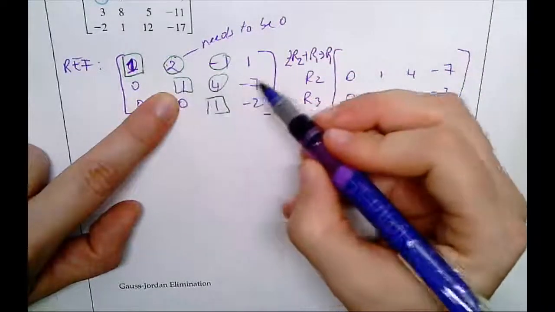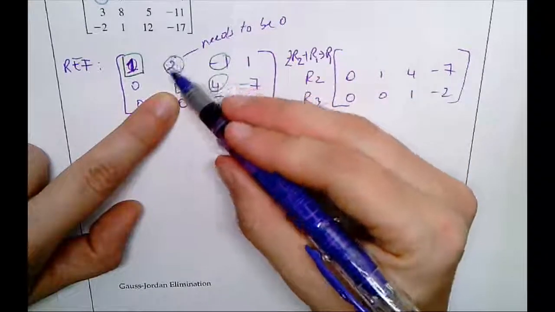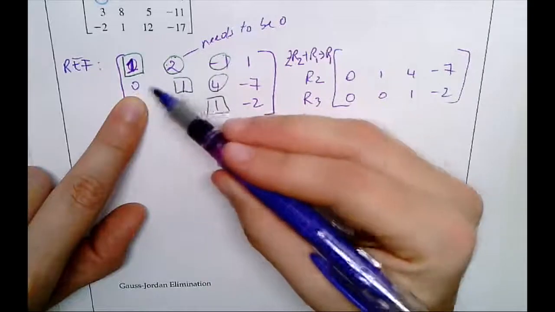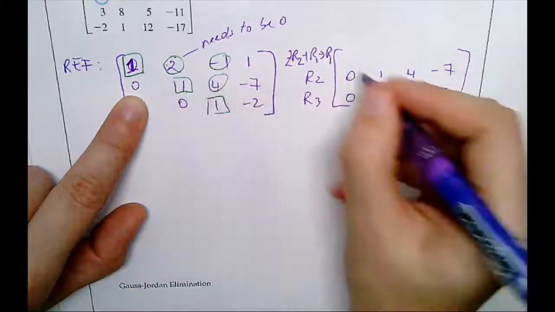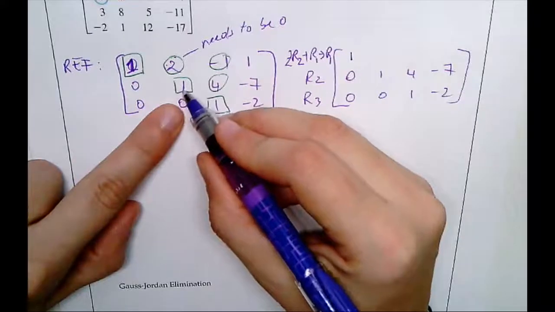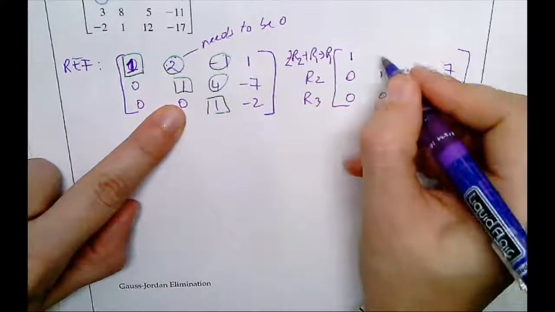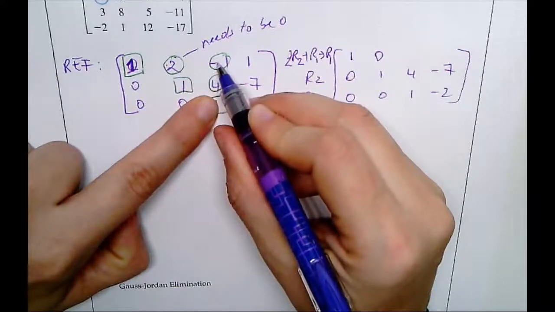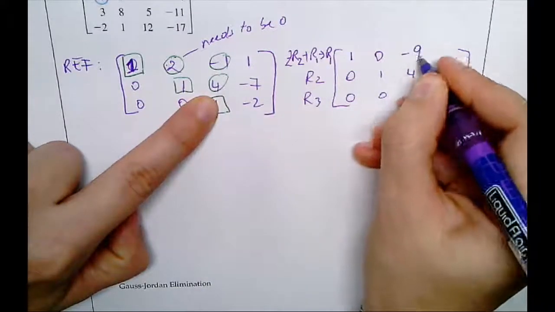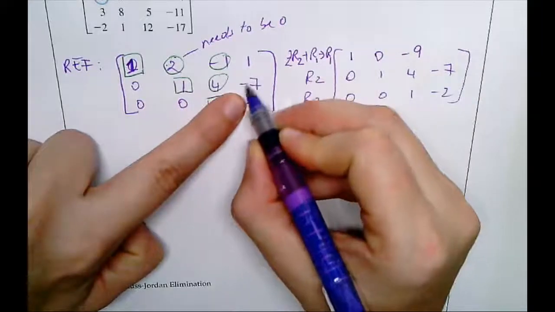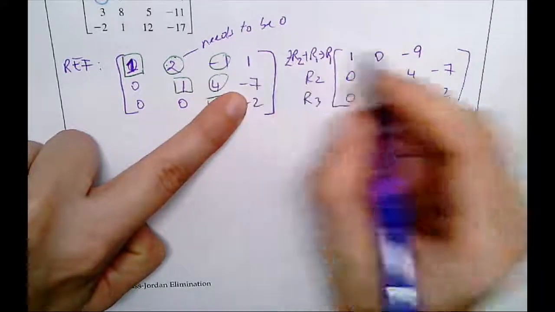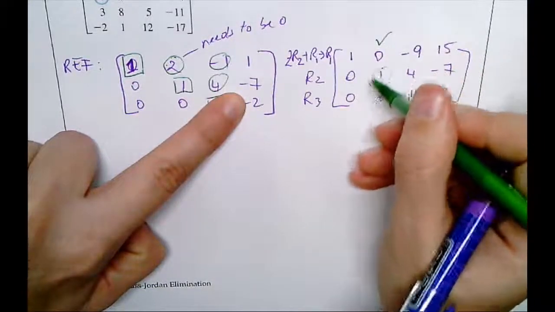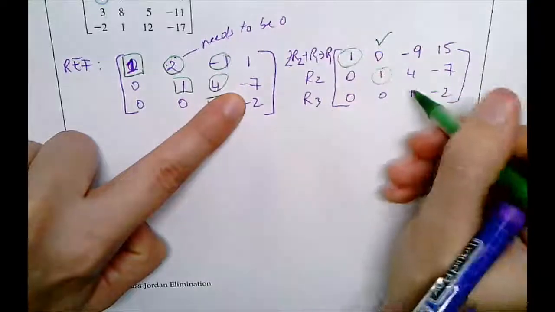So negative 2 times row 2 plus row 1 is going to make this a 0. Negative 2 times 0 is 0, plus 1 is a 1. Negative 2 times 1 is a negative 2, plus a 2 is a 0. Negative 2 times 4 is a negative 8, plus a negative 1 is going to be negative 9. And then negative 2 times negative 7, that's a positive 14, plus 1, that's a 15. So I made a 0 above the leading entry in row 2.